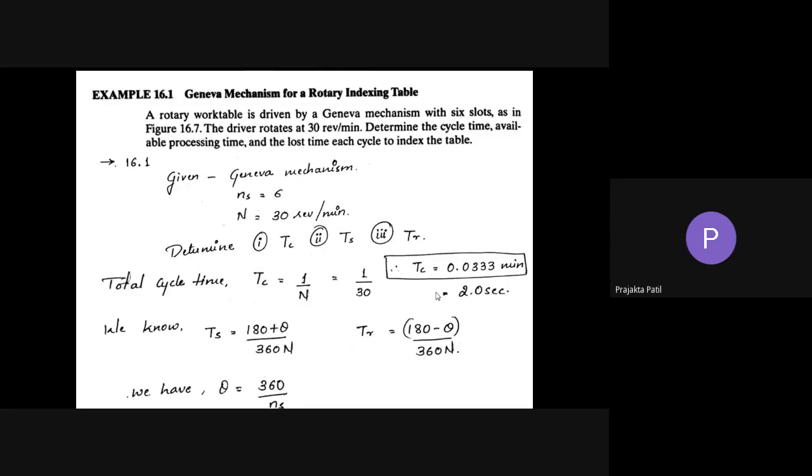So what is the value of theta you get here? 60. 60, ma'am. So you get 60. Next, what is Ts? It's direct substitution. We know what is n, we know what is theta. 180 plus 60 divided by 360 into 30.